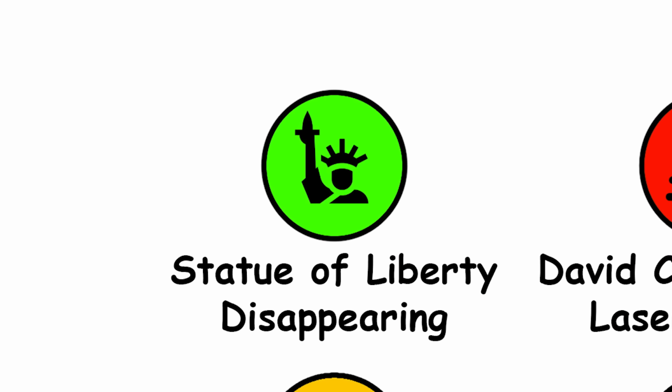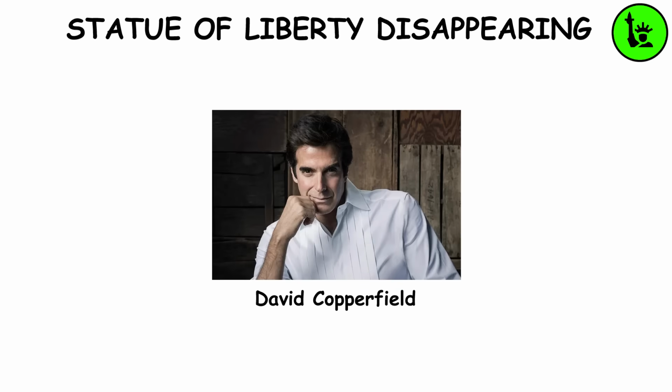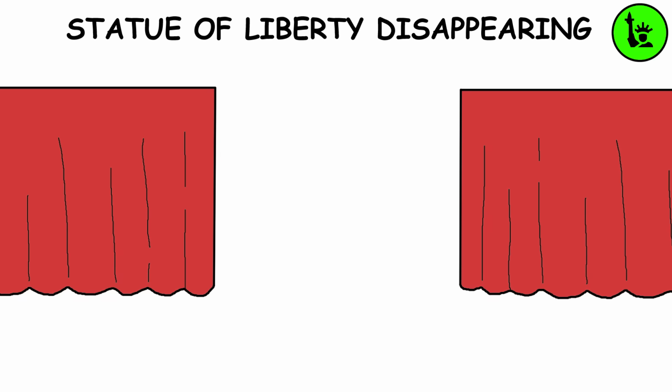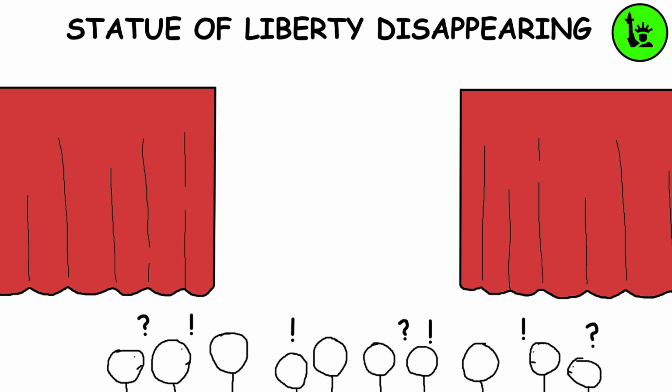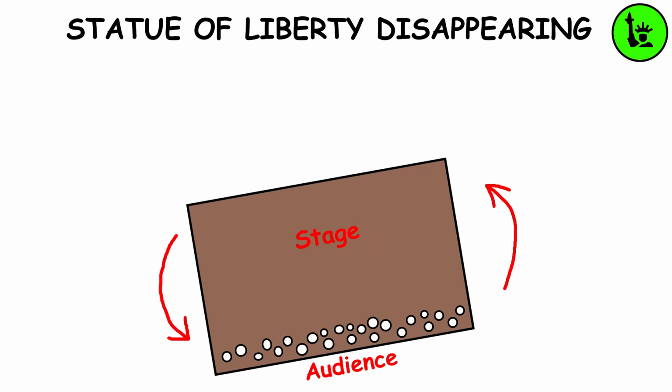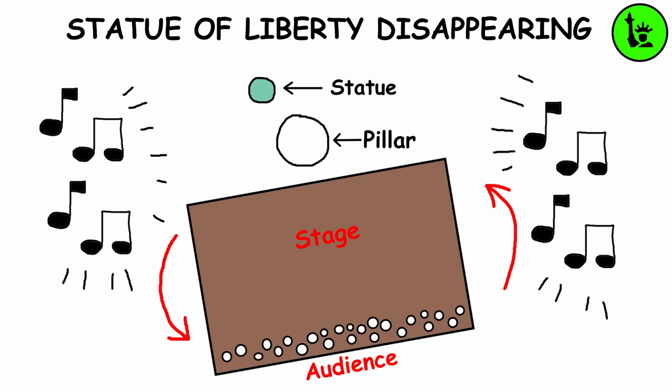Statue of Liberty disappearing. Copperfield created the famous illusion by putting a curtain in front of the audience and the statue, and then seemingly making it vanish into thin air. He did this by rotating the platform that the audience was on just enough so that the statue would be behind one of the pillars. He also played loud bass music so that people wouldn't notice the vibrations from the stage turning.